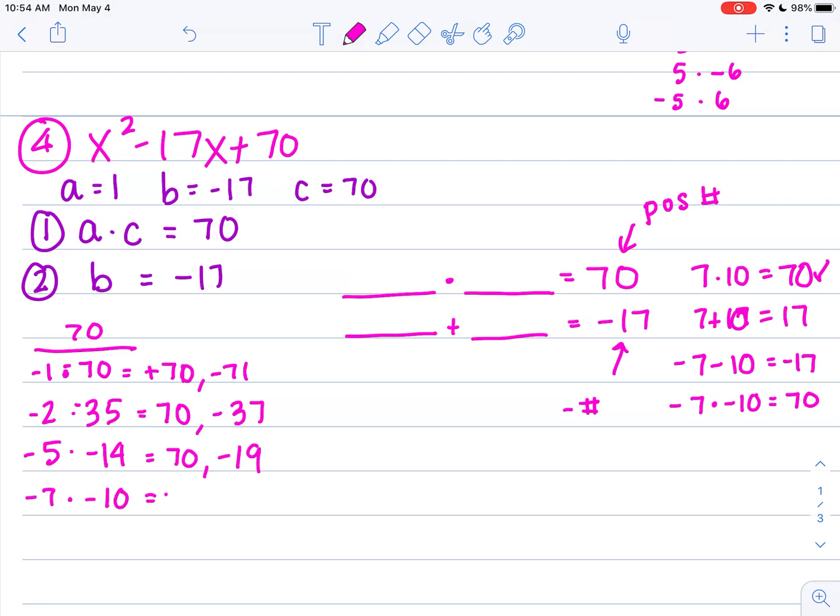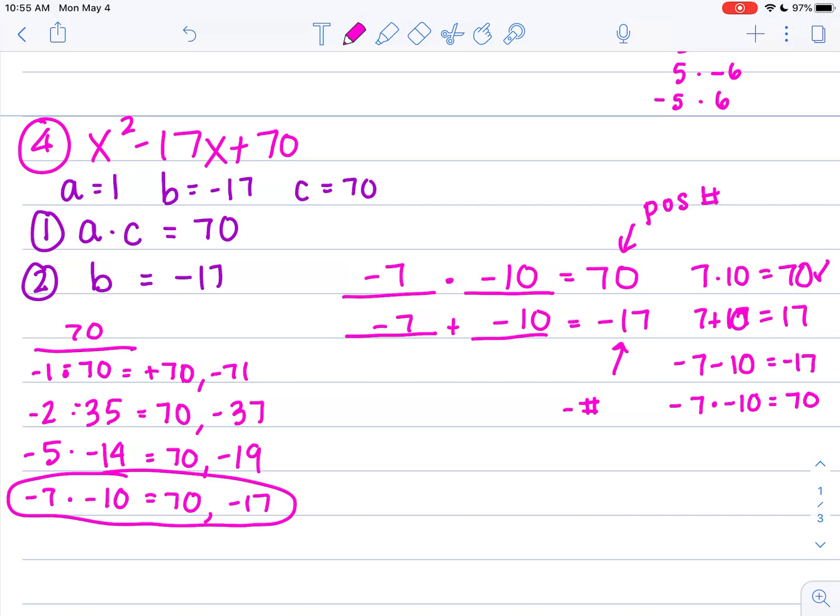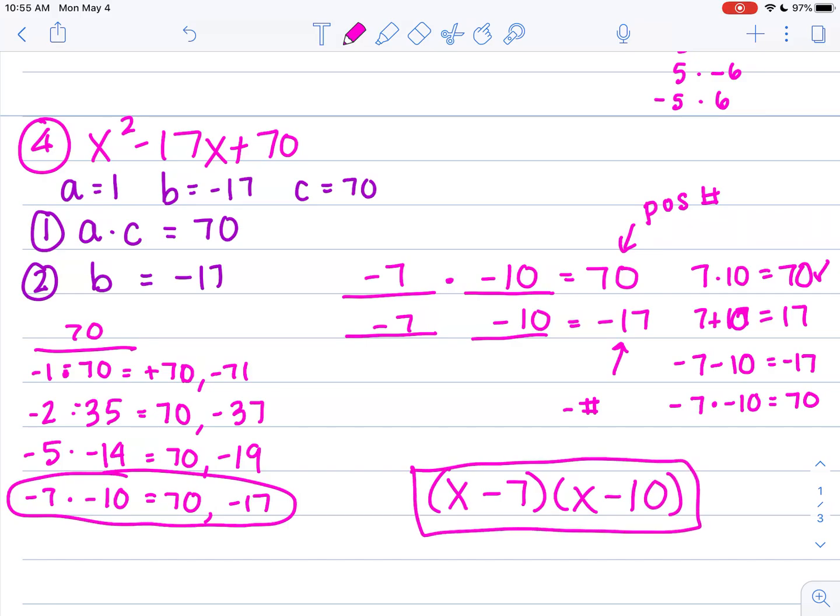So -7 times -10 is 70, and when we add them together we get -17. So these are our numbers here. Okay, so if you see that right away, you don't have to do these steps. I'm just showing you how to do it in case you don't know right away. Okay, and then -7 plus -10 is -17. Remember, we can erase this little piece, and then this is our answer. We used an x this time, so x minus 7 times x minus 10, and then that's your answer.